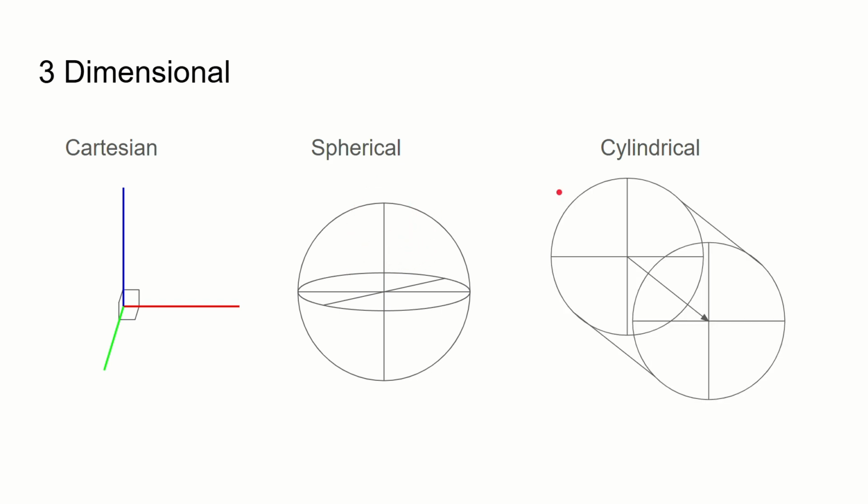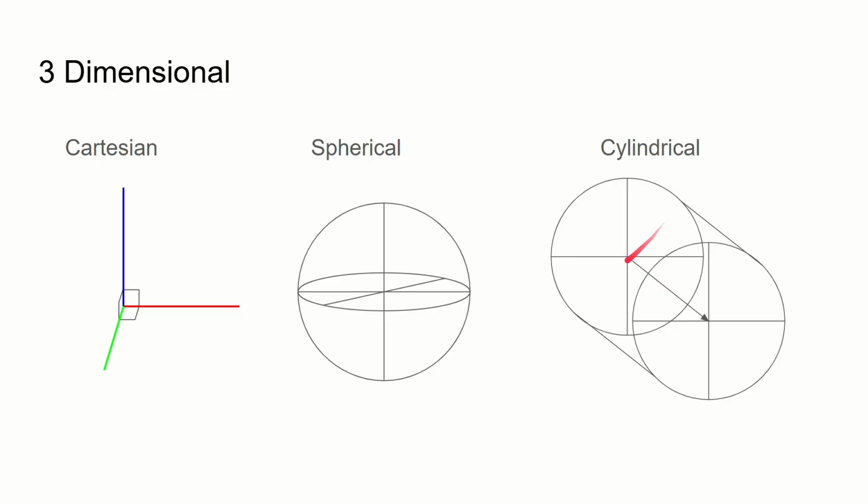Finally, cylindrical, you have 2 distances and 1 angle. So think of that as like a pipe. So you can go down the pipe, which is 1 distance. You can go away from the center of the pipe, which is another distance. And then you can turn around in the pipe, which is the angle.